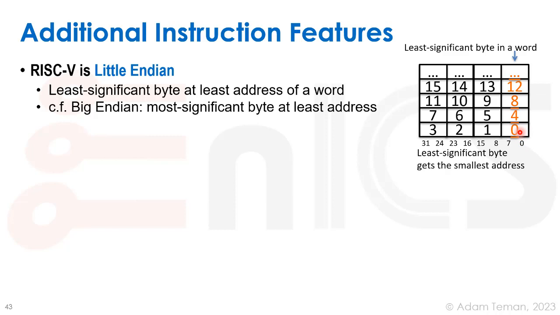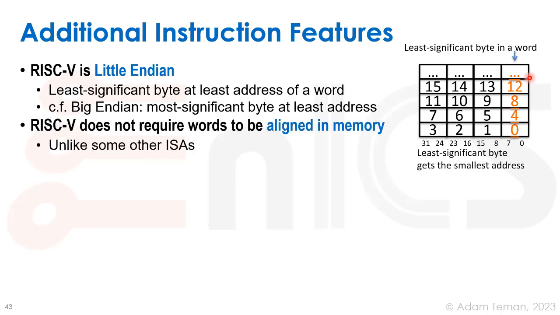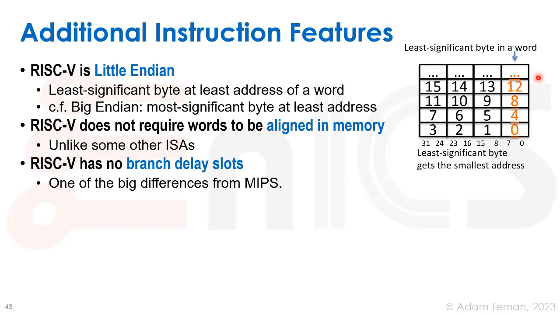So I mentioned it before, but it does not support big endian. If you want to do that, you'd have to do it with an extension. It does not require words to be aligned in memory. So other architectures will require word alignment. So every instruction would have to start at a 32-bit alignment. But here actually we have 16-bit compressed instructions, which we'll discuss in a minute, there is no requirement to have words aligned in memory.